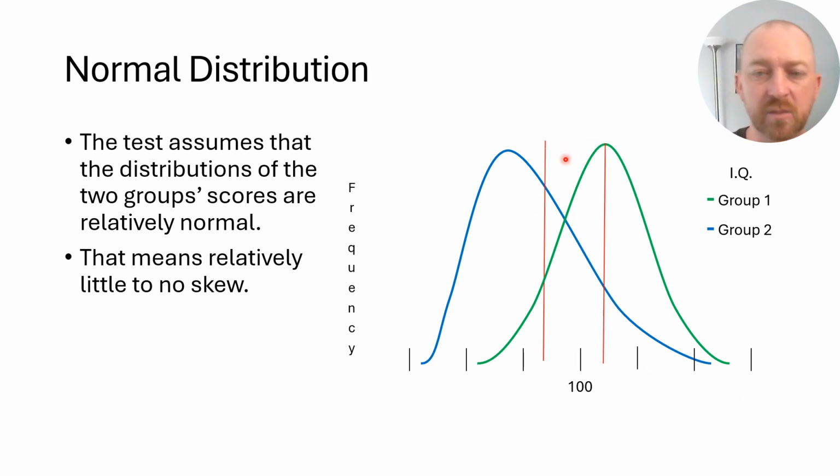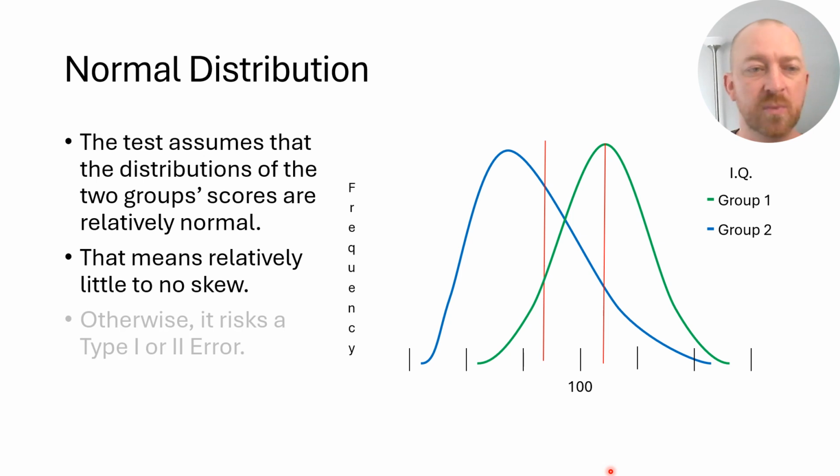Now, of course, the opposite would also be true. If this blue distribution, group 2's distribution, had a negative skew, now you would be increasing your chance of a type 1 error, or falsely finding that they did differ. Of course, this would all change depending on which one's on which side and what type of skew it is. But that is the risk that we run with skew: we increase our risk of a type 1 or type 2 error if we're not using the representative measure of central tendency.